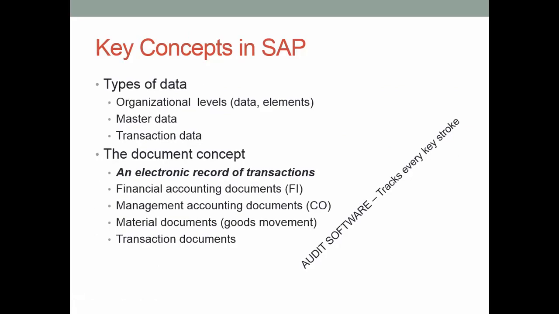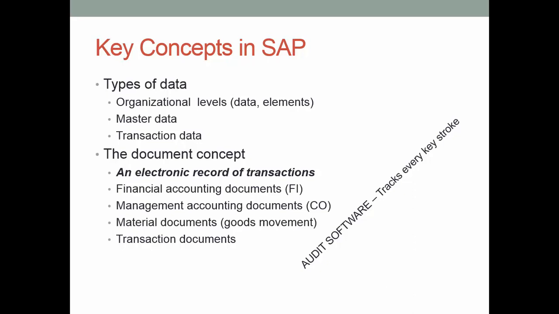Key concepts in SAP: there are different types of data. There's organizational level data, master data, and transactional data. Organizational level data is all the data elements such as client and plant. Master data deals with master records, so you might have a vendor master, a material master, those kinds of things. And then transactional data is the data that we use when we move things around. So when you do a goods receipt and it's movement type 101, that's typical of transactional data.